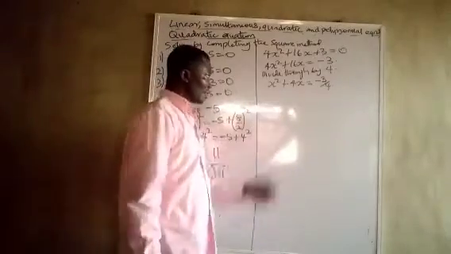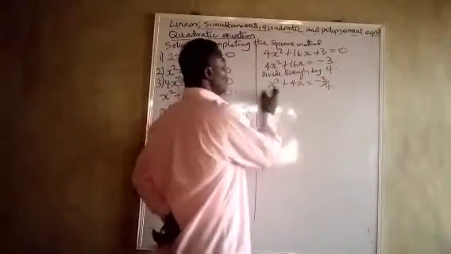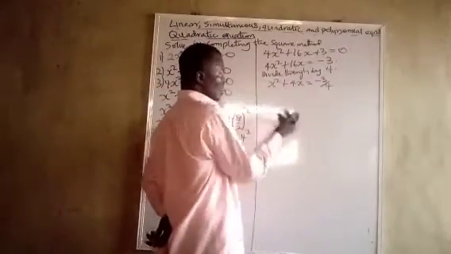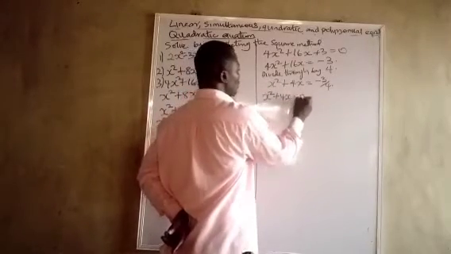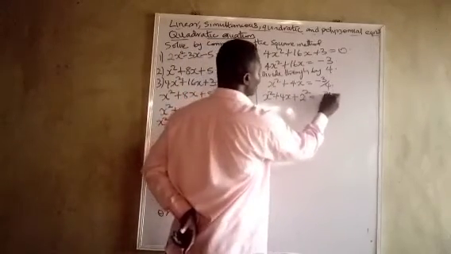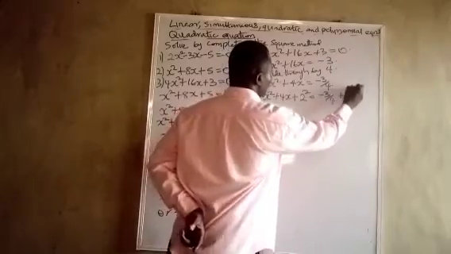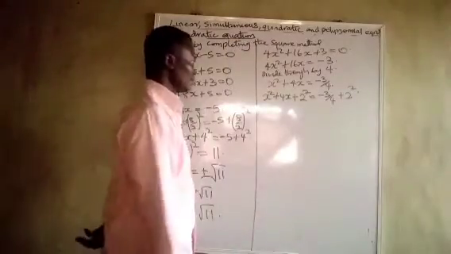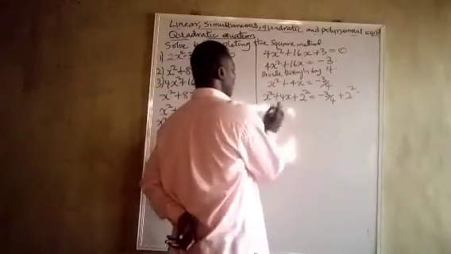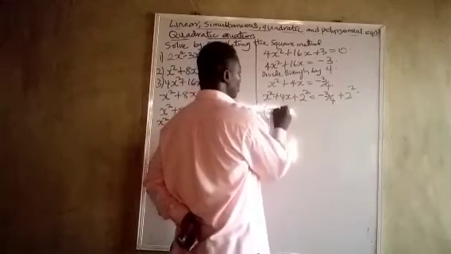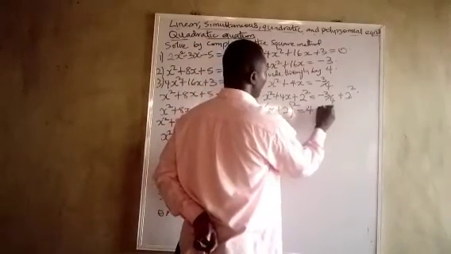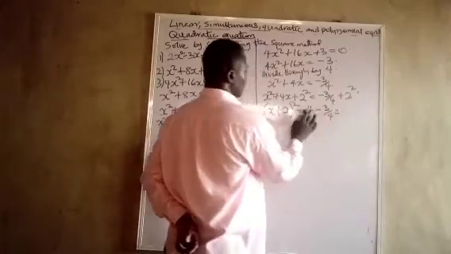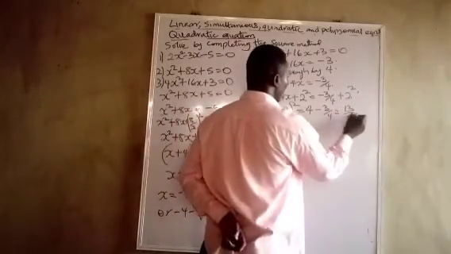Then, let's complete the square. To complete the square, we have to divide this one by 2, and that is 2. So we have x squared plus 4x plus 2 squared is equal to minus 3 over 4 plus 2 squared. Now, I can form my square. (x plus 2) squared is equal to 4 minus 3 over 4, which is 13 over 4.